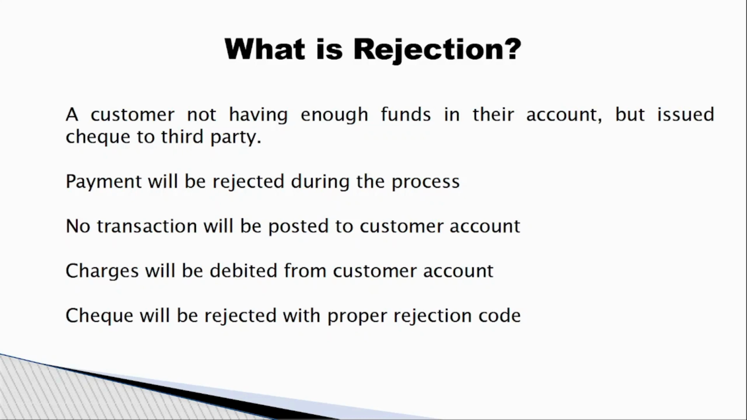or the person who has given the check, whose account does not have sufficient funds. For example, he has given a check for 5,000. If his account balance is less than 5,000 rupees, your check will be rejected. During this process, your check will be rejected and no transaction will be posted in the customer account because there is no balance, and charges will be debited to the customer account. The check or payment should be rejected, ECS should be rejected, or NEFT should be rejected with a proper rejection code. So rejection means your payment will be rejected, no transaction will be posted in the customer account, and charges will be debited.